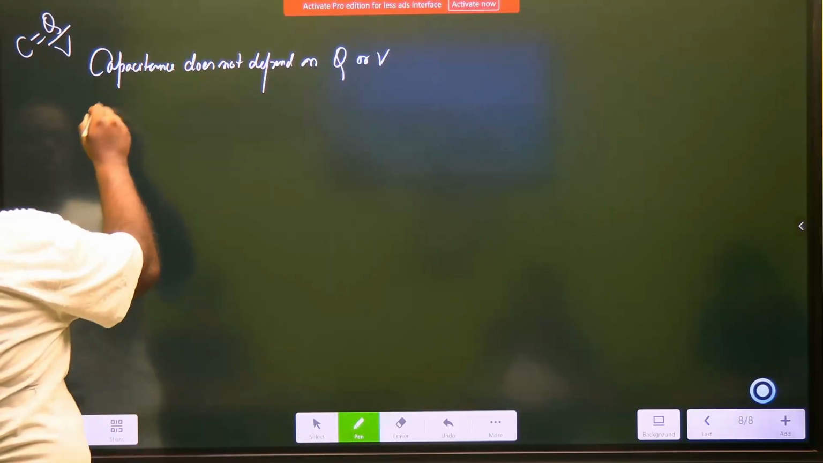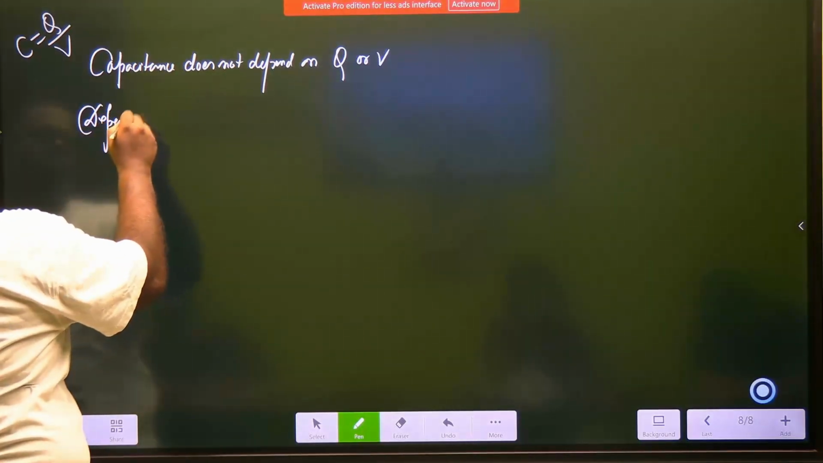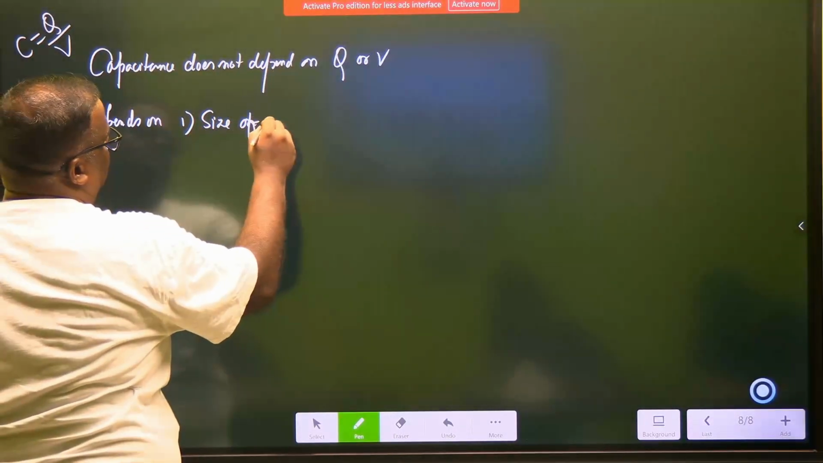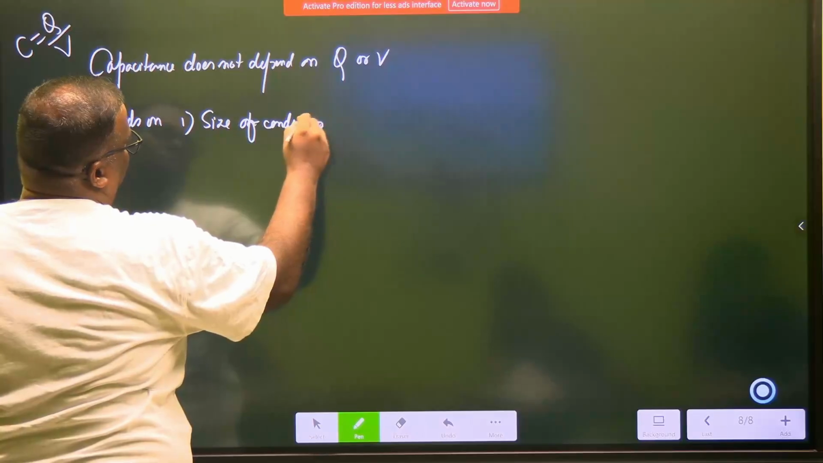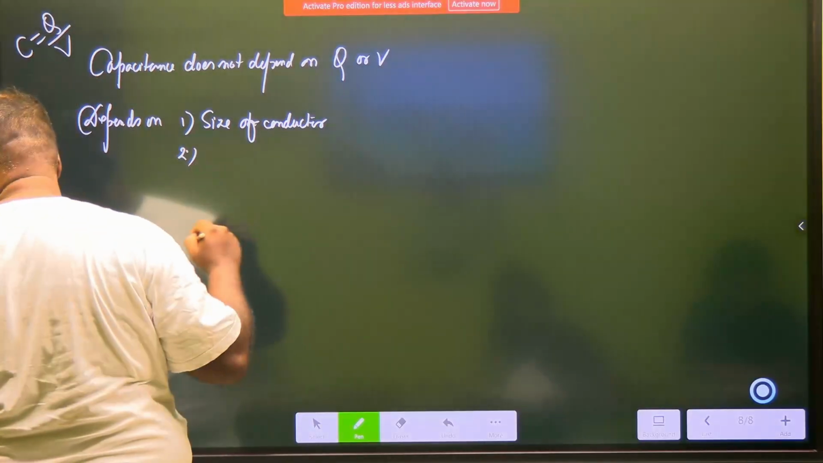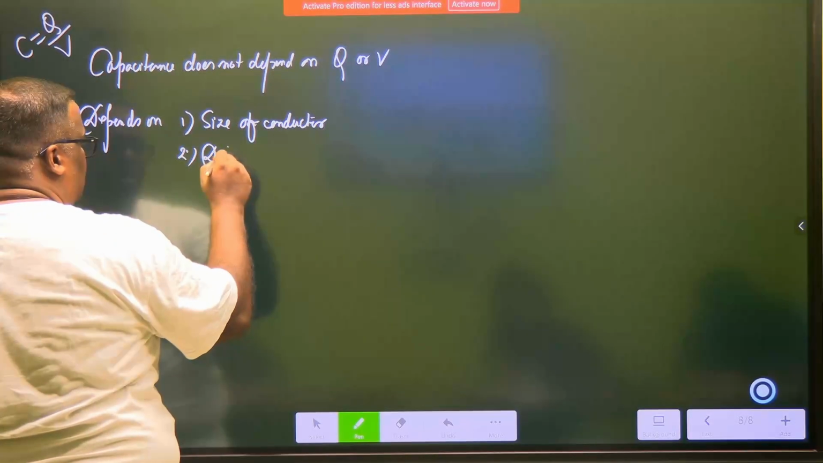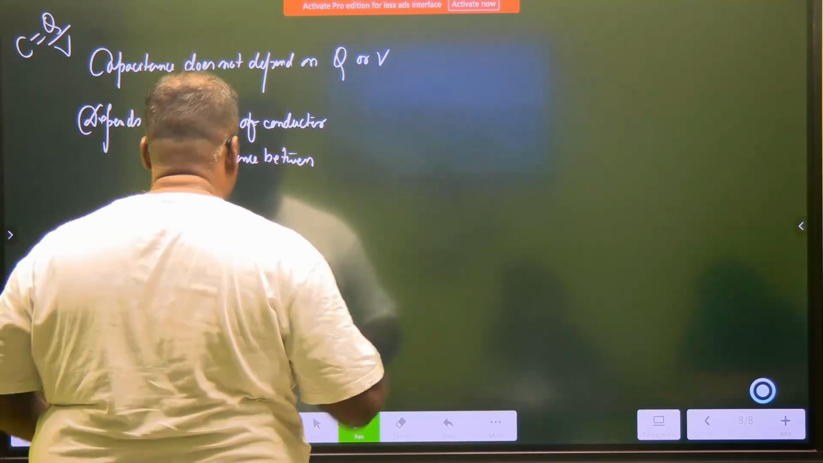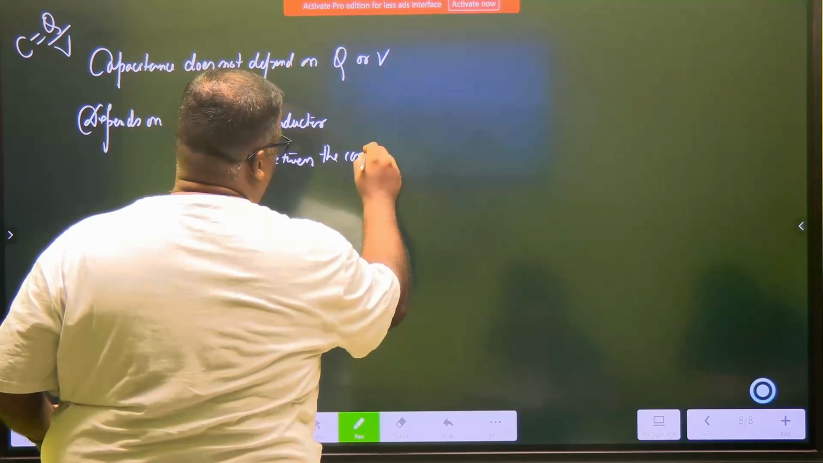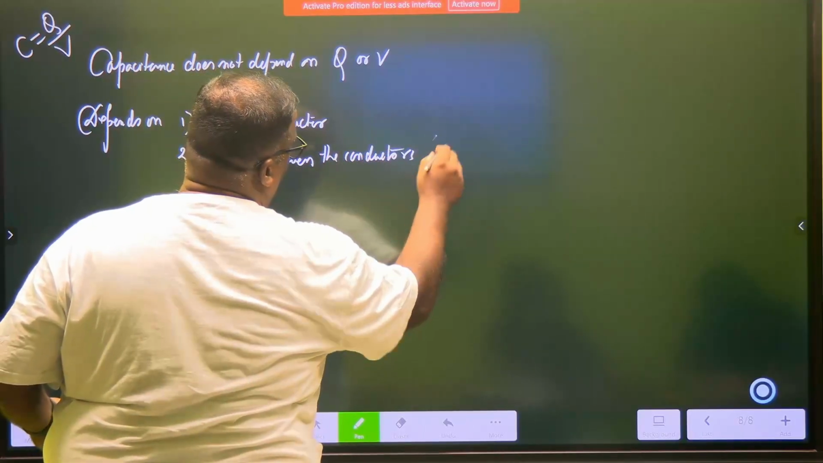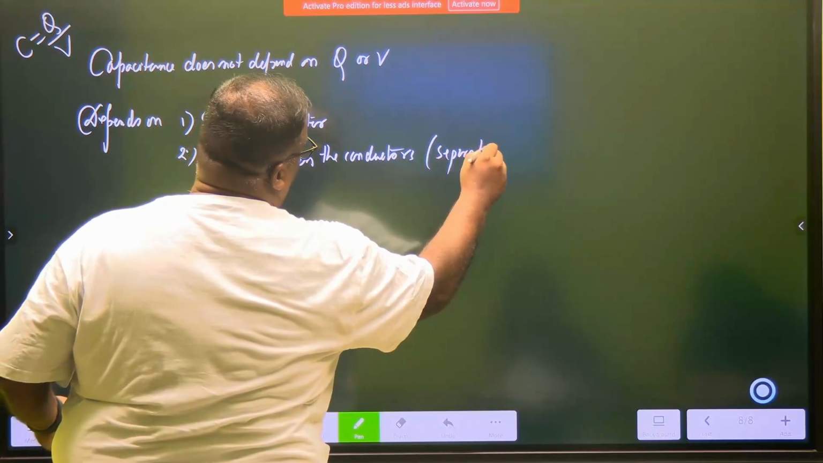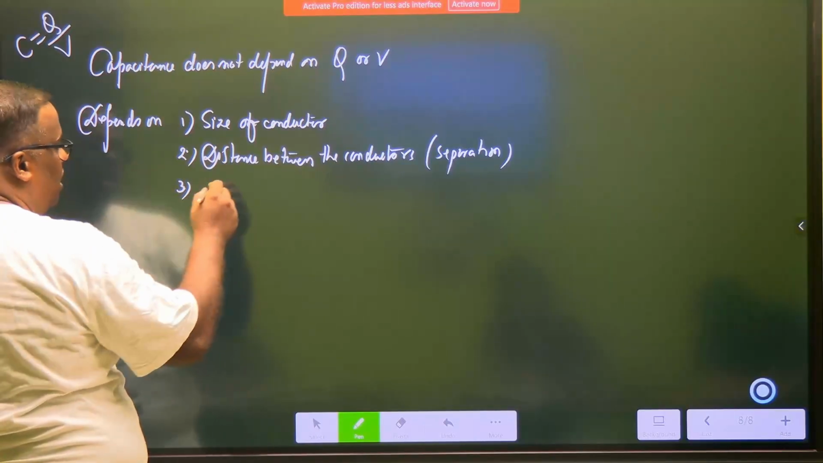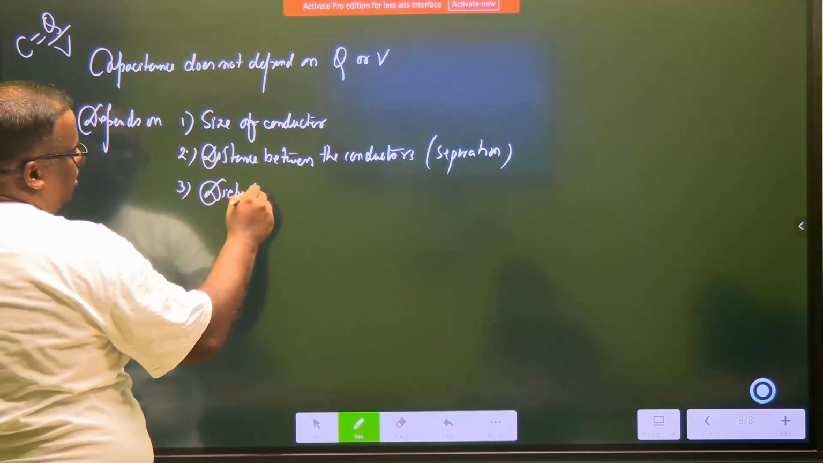It depends on, one, size of conductor. So it's a geometric property you will find. Size of conductor, distance between the conductors. In other words, if you want to write it in one word, this is known as separation. It depends upon the size, separation, and the dielectric that you have used. SSD we call it.